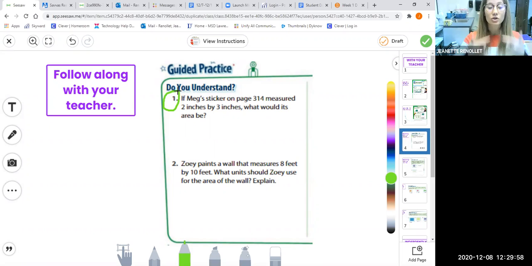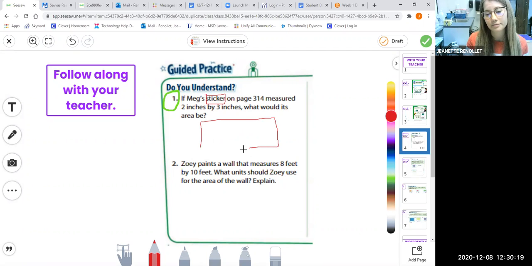So I'm going to draw a model and you're going to work with me. I'm going to choose a color. I'm going to choose red. And I'm drawing a rectangle to represent her sticker. I know the shape of stickers, so I'm probably going to draw it something like this. You need to do the same. Your page should match Mrs. Renelay's.